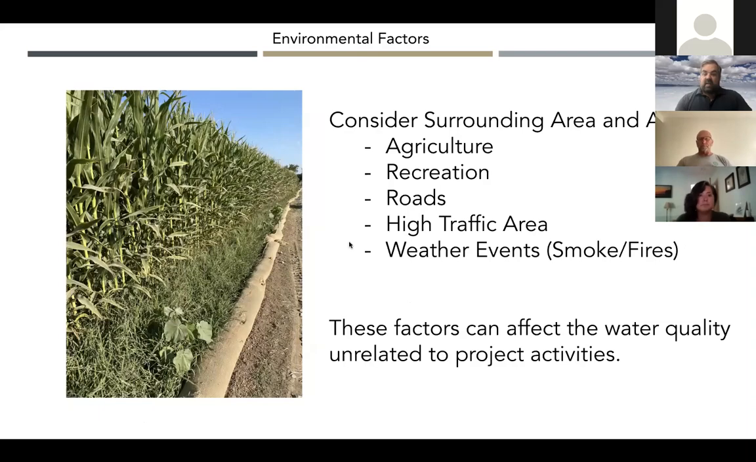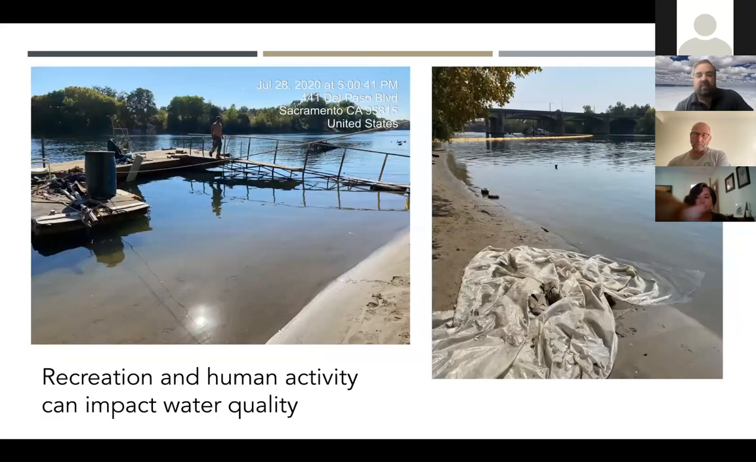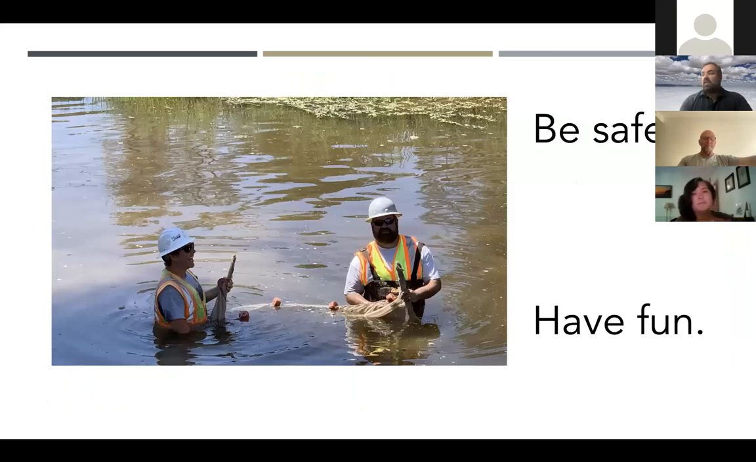These are just other factors that can cause turbidity. Agricultural runoff can affect water quality, of course, coming off of pesticides and high nutrient loads. Of course, human impact, boating and things like that. If we have gas leaks. And of course, wildfires. Last year, we were able to actually see the impact of all those massive fires up in Northern California and the Central Valley. That ash was actually affecting the water quality, the pH level. We were seeing changes. So be safe out there.